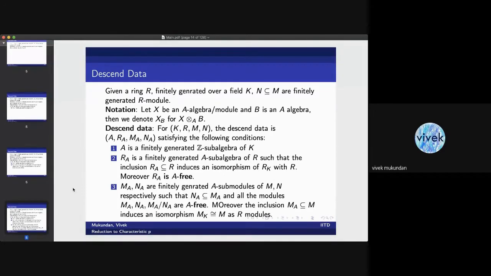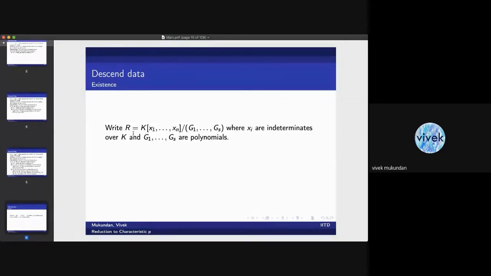Now, first, its existence. How do you actually construct your ring A and R_A, M_A, and N_A? For that, what you do is first you write a presentation for the ring R. So R is isomorphic to K adjoin X_1 up to X_n modulo G_1 up to G_s, where the X_i's are indeterminates over K, and G_1 up to G_s are polynomials in the variables X_1 up to X_n with coefficients in K.